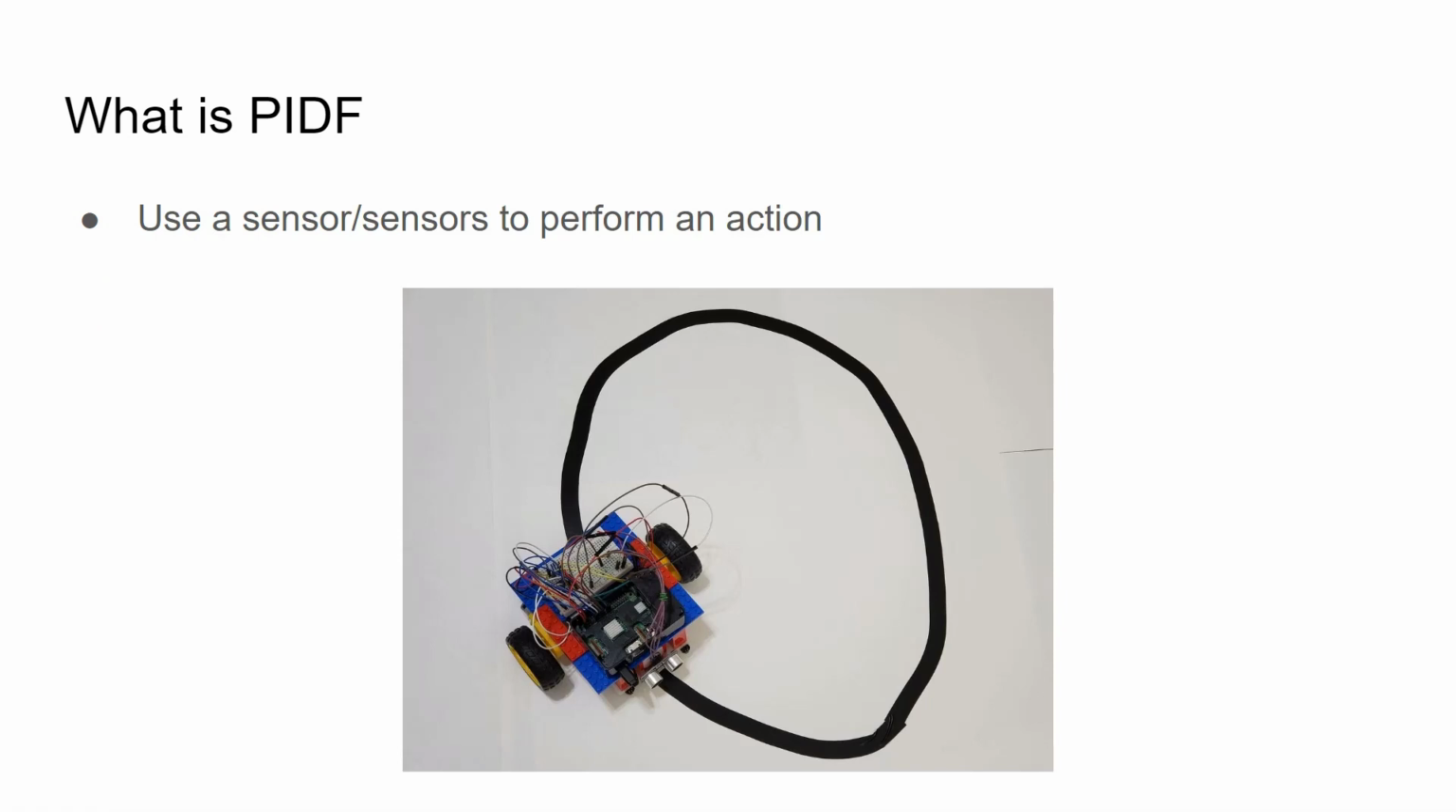So for example, here I have a picture of a robot, and this robot is going to try to follow this black line around in a circle. It's going to use a sensor on the bottom of it, which senses how much of the black line it's on top of. And if it sees, oh, I'm not on top of very much of the black line, it'll turn so it stays on it. And if it sees I'm on the left of the line, it'll turn to the right, etc., etc.